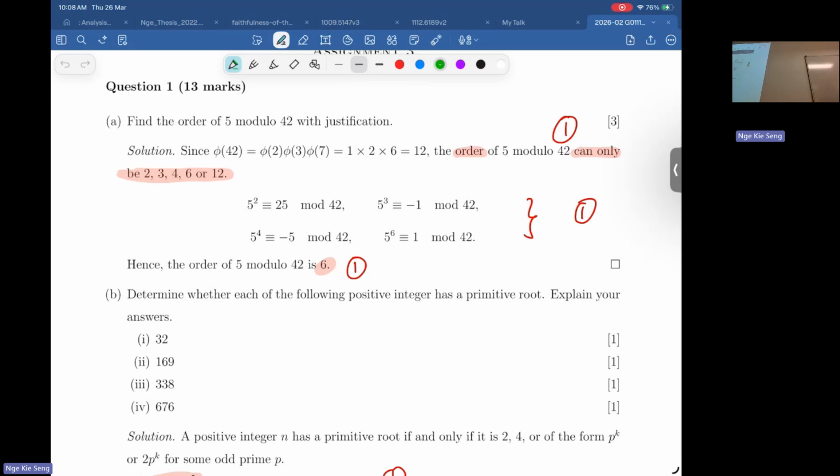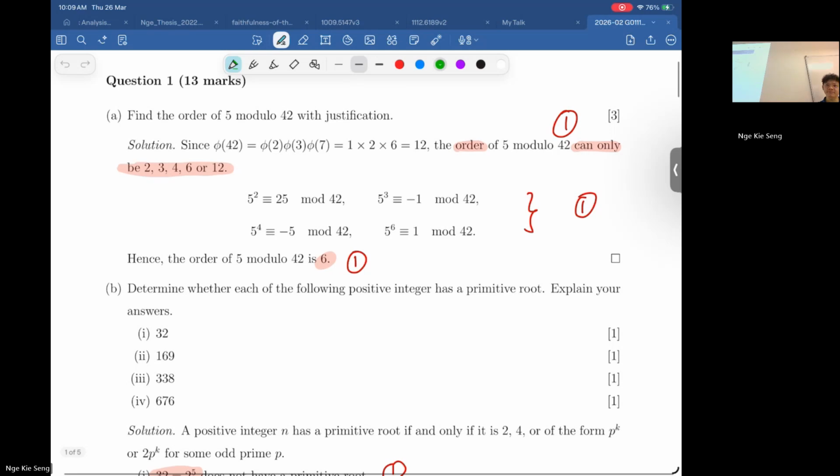So basically, you find what is phi of 42, and then the order should divide this phi. So there are just 1, 2, 3, 4, 5 possibilities other than 1. Then you just prove when you first get 1 when you take the power of these choices. So it is 6. Everything before 6 is not 1 powers. Okay? Yeah, very straightforward.